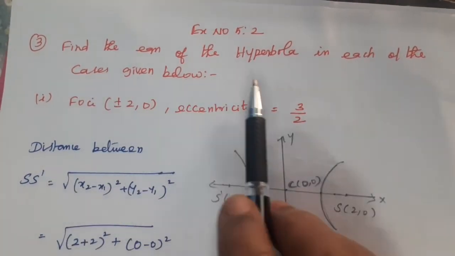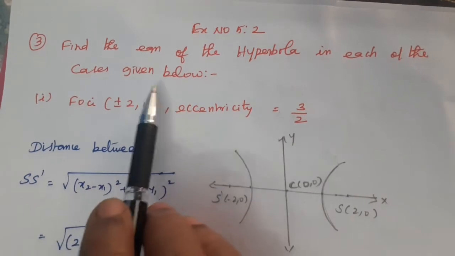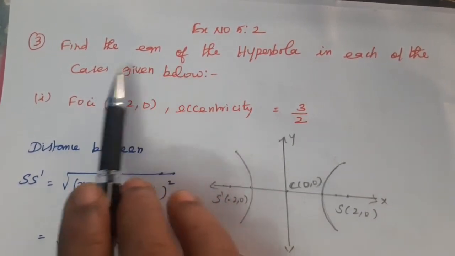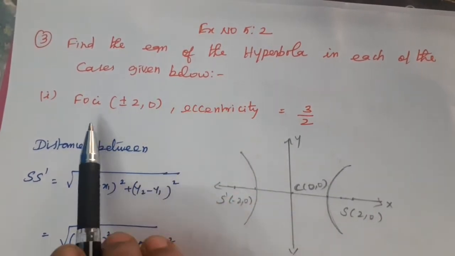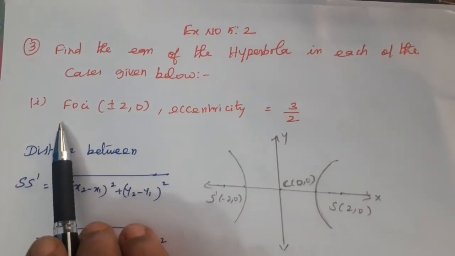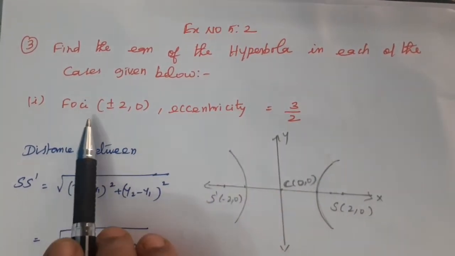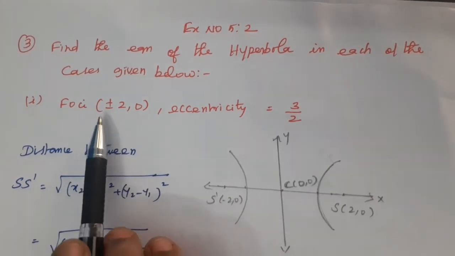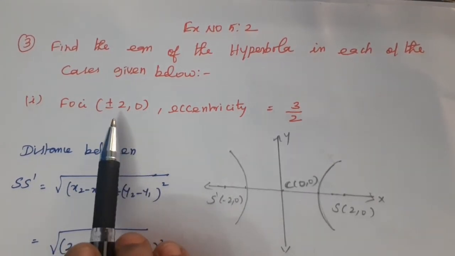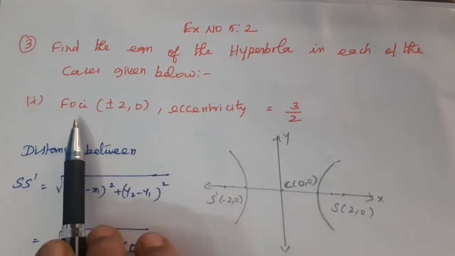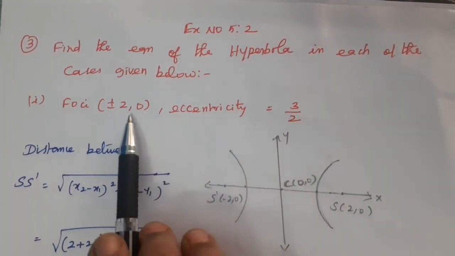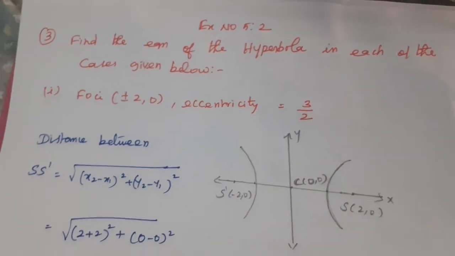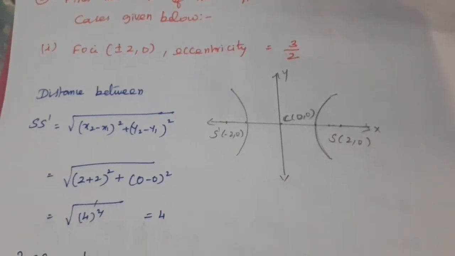So find the equation of the hyperbola in each of the cases given below. What is given? The foci and the eccentricity are given. The foci are S and S dash, because plus or minus 2 comma 0 means c comma 0 and minus c comma 0 are given. The eccentricity e is also given. Using this, we are going to make the equation of the hyperbola.